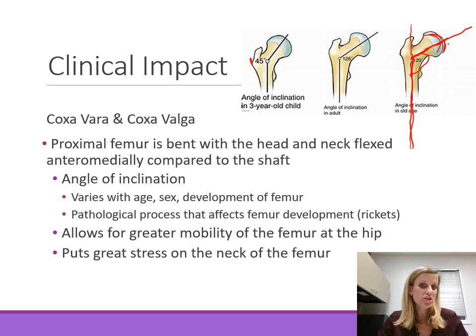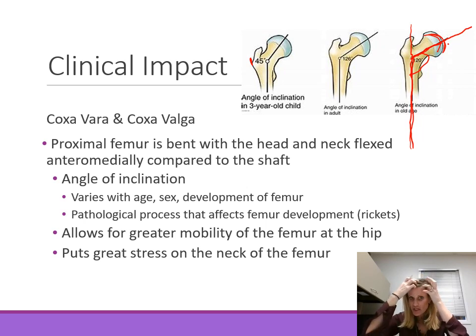This angle of inclination of the femur varies with age, with sex, and then development of the femur, obviously. When we look at the way that it varies with age, the angle starts relatively large. It starts out about 150, 145 degrees in children, and then the angle gets smaller as we age. In adulthood, the angle will typically get down to about 120 degrees. Any pathological process that affects development of the femur can affect the angle of inclination. For example, things like rickets that are associated with a weakening of the bones and a bowing of the bones can also affect the angle of inclination.